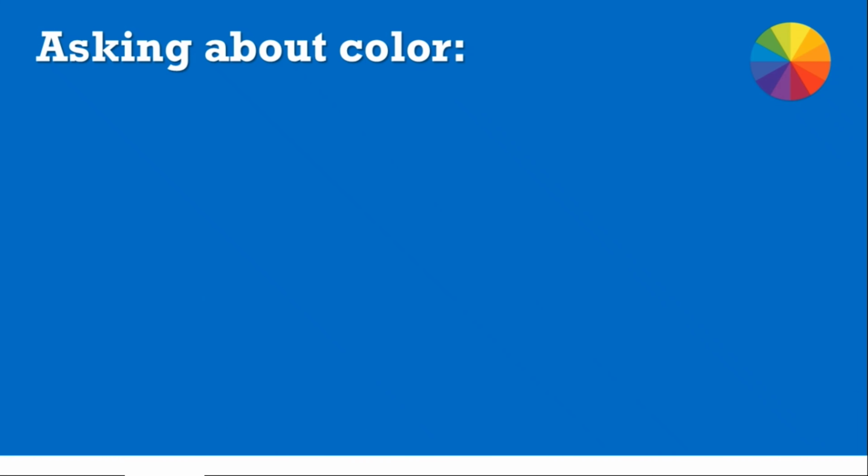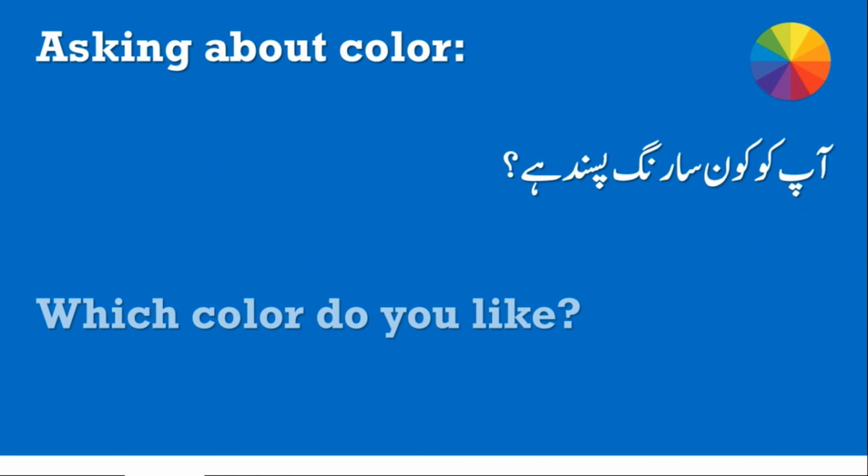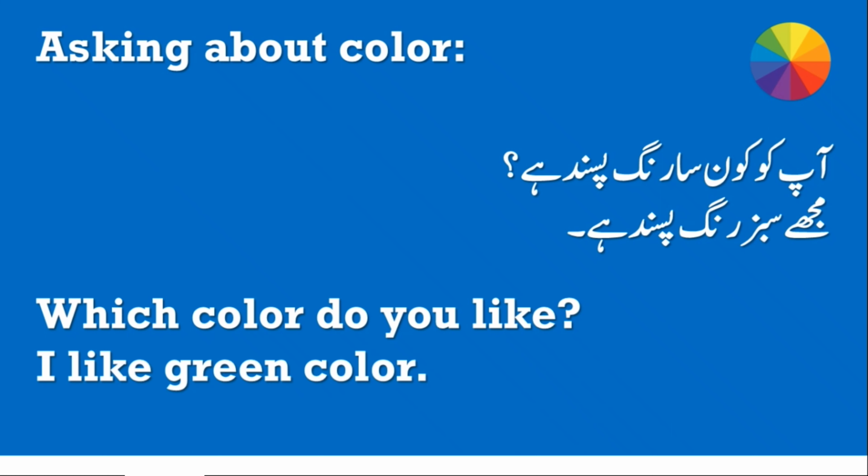And then you ask about his favorite color. Which color do you like? I like green color. Now here instead of color you can also put subject. Instead of subject you can also ask about sports, such as which is your favorite sport, or which sport do you like to play? So you will say I like cricket and I like to play cricket.